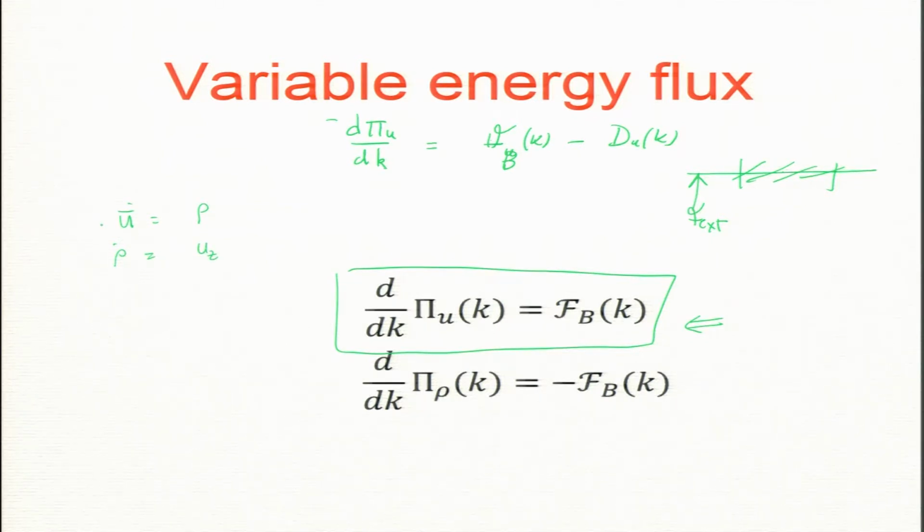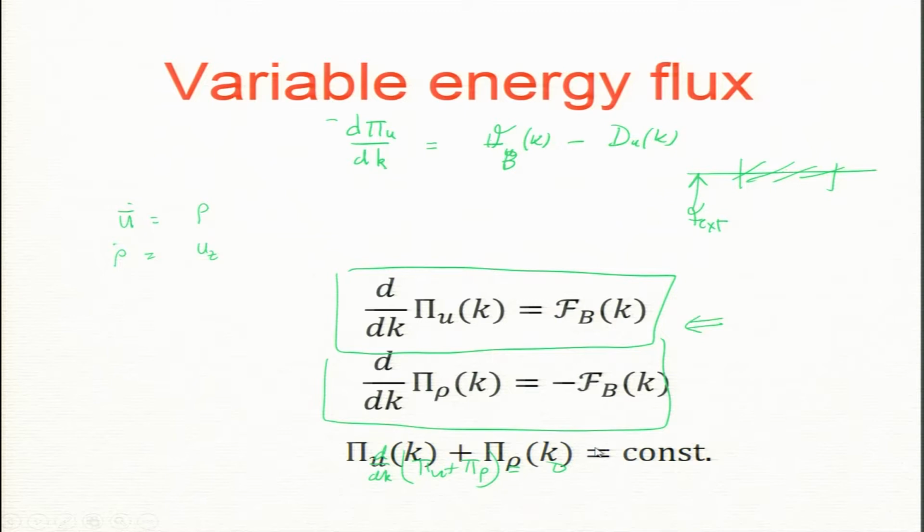So, the dot product of this with u, and basically you get this. I will not prove it, it is straightforward. If I add these two, what will I get? d by dk of pi u plus pi rho is 0. So these two fluxes add to give you 0. So the time derivative, that means pi u plus pi rho must be constant. That is what I have written here: pi u plus pi rho is a constant, the key ingredient for stably stratified flows.